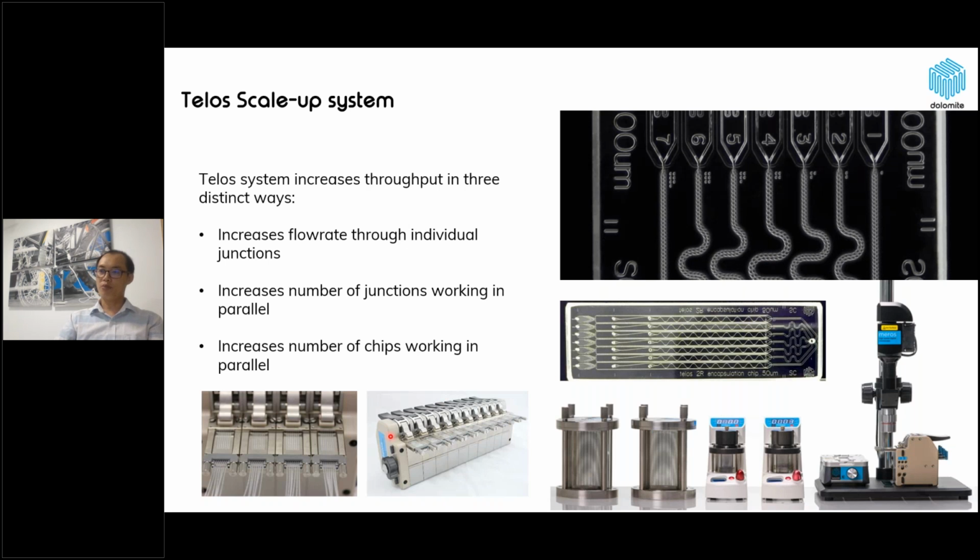So using the Taylor modular system, we can run up to 10 Taylor chips in parallel together in one system. So it means that the system can run up to 70 single channel junctions in parallel at one time. So it means it can increase throughput up to 70 times compared to a single channel system.